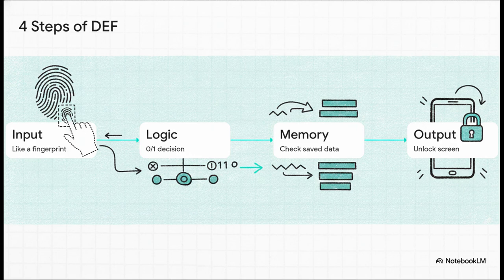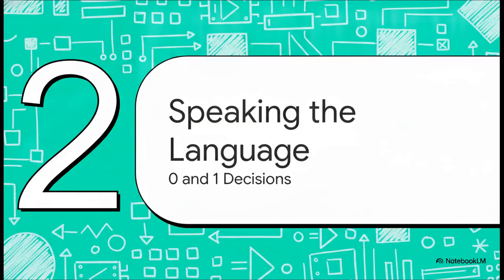It takes an input, like your fingerprint. It pushes that data through a logic layer, which is basically making a brutal 0 or 1 decision. It checks that against its memory and, bam! It produces an output, like unlocking your screen. Everything we're going to build in this course fits right into this exact loop. Moving right along to Section 2, speaking the computer's language.